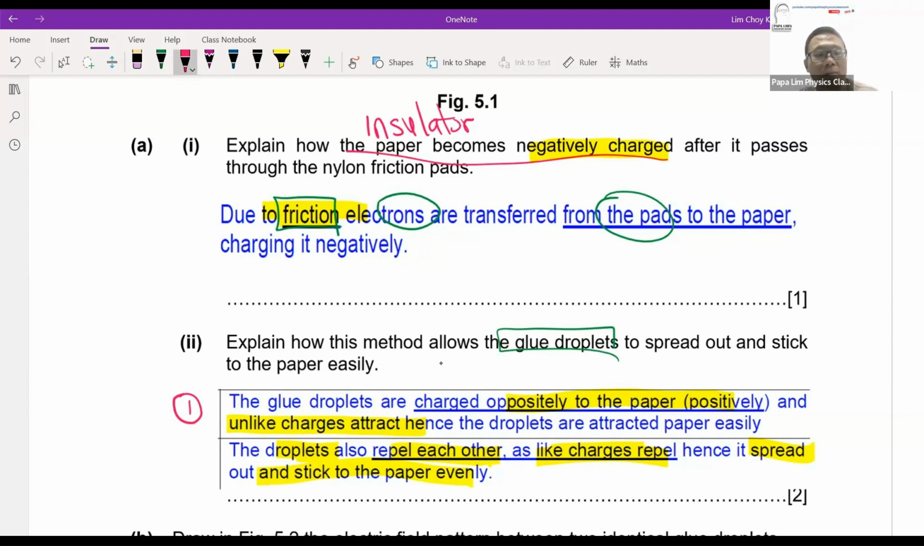And what it does is actually cause the glue to spread out evenly onto the surface itself. So you would have very little chance of a scenario whereby layers of glue stick onto each other, because in this case, the glue droplets actually repel each other. Right, so this is one of the two advantages that we tend to use charged droplets on charged paper. These are the two reasons why we use charge.